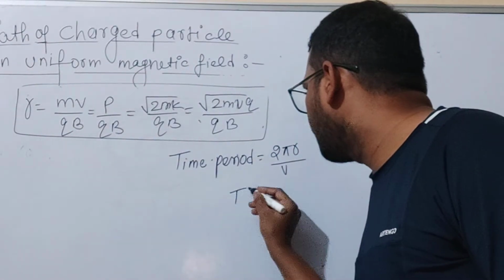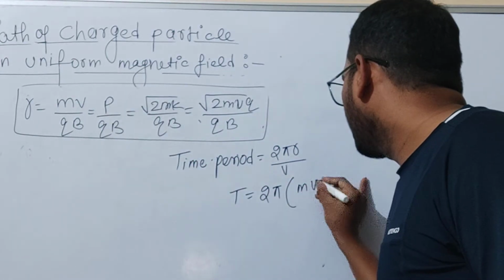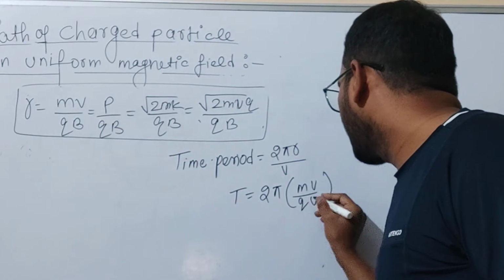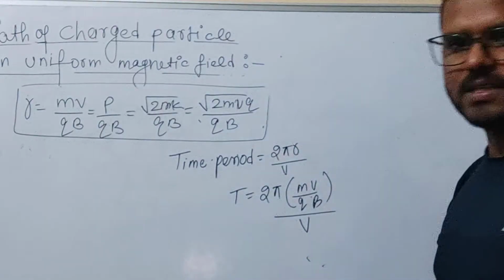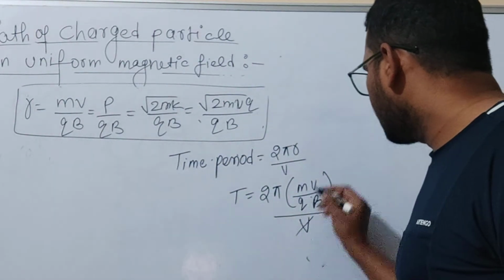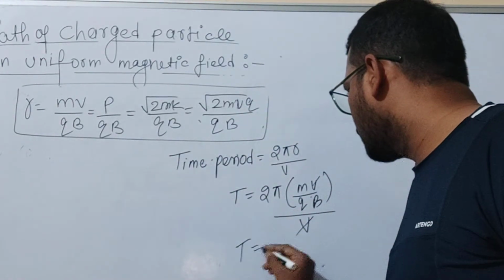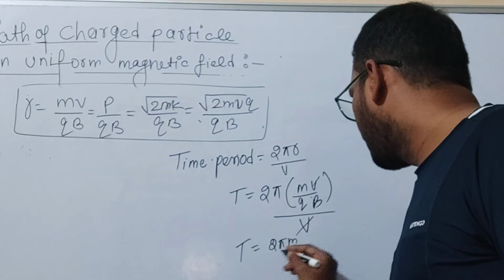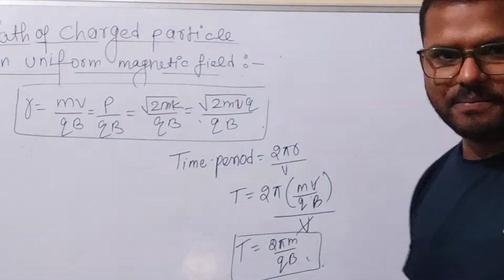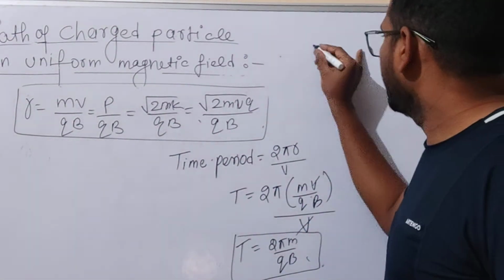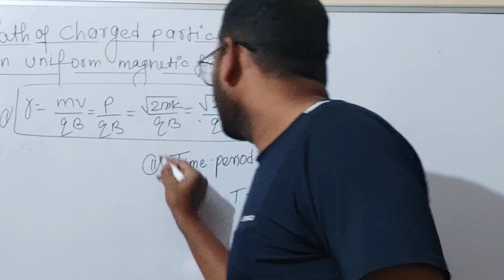And what is the value of r? So let us put it here. r is equal to mv by qB, divided by v. Here the v will get cancelled. So what are we going to get here? This is T is equal to 2 pi m by qB. This is the time period. This is the first, this one is second, and here I am writing third.